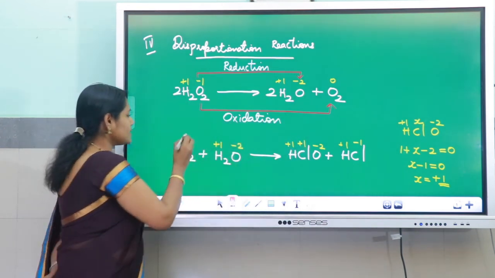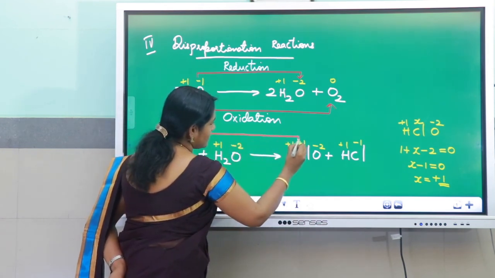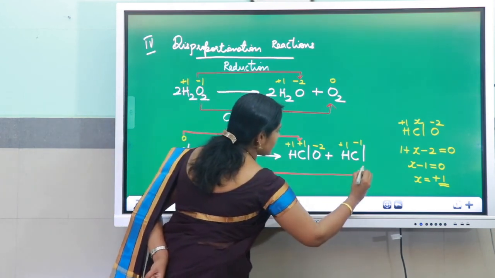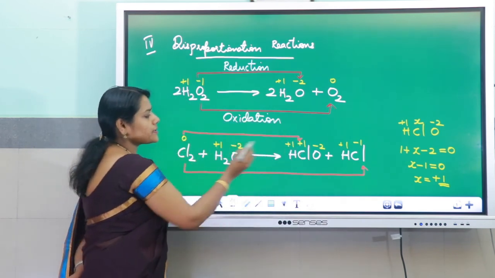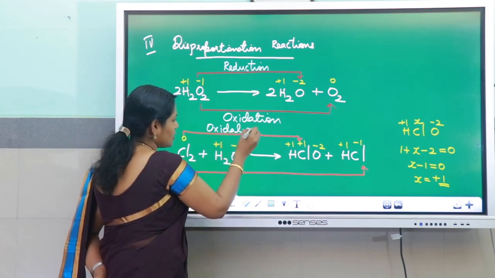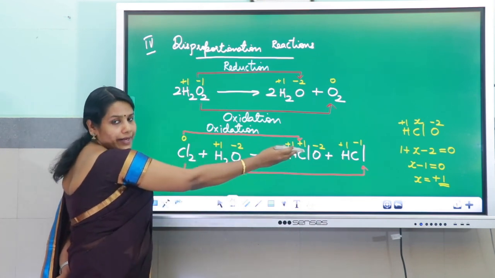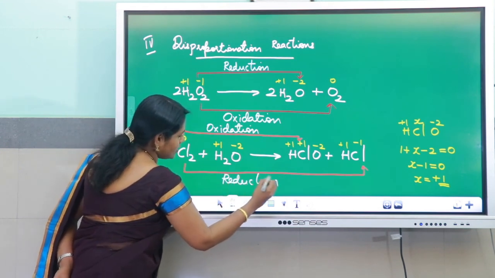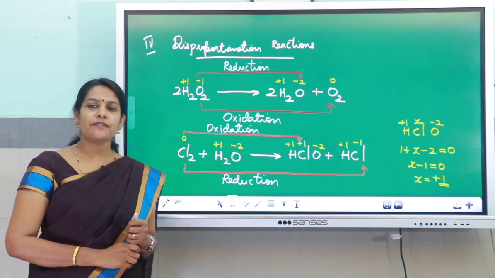So, here you can see that Cl 0, on the reactant side, becomes plus 1. The same way Cl 0 becomes minus 1. Here in the first case 0 becomes plus 1, that means it is oxidized because there is an increase in oxidation number. Then in the second case 0 is reduced to minus 1, that is reduction, where there is a decrease in oxidation number. So these are the different types of redox reactions.